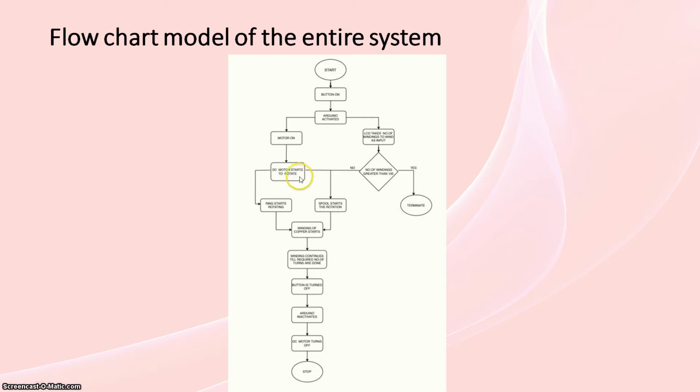Once it is less than 100, the DC motor starts to rotate and the outer ring starts to rotate and the winding of the copper wire starts. Winding continues till the required number of the turns are done. Button is turned off and Arduino inactivates and DC motor turns off.